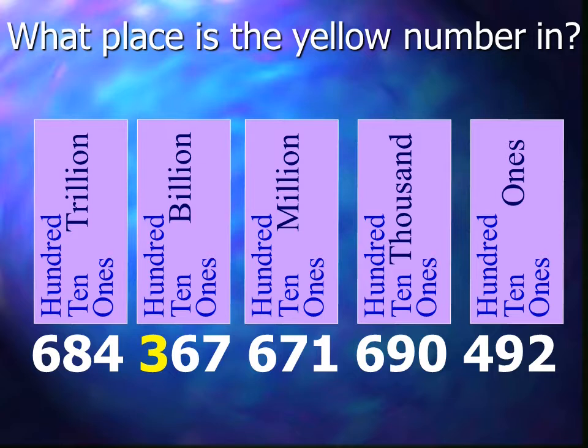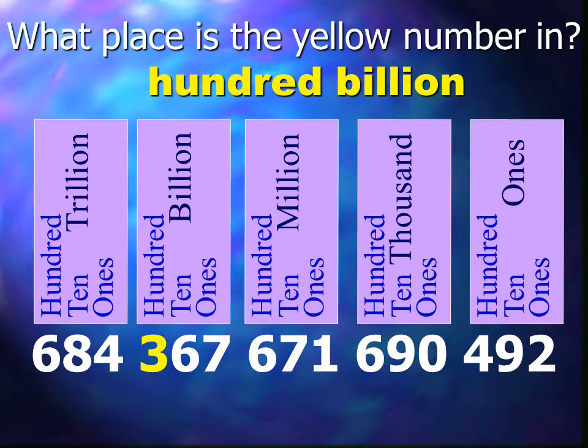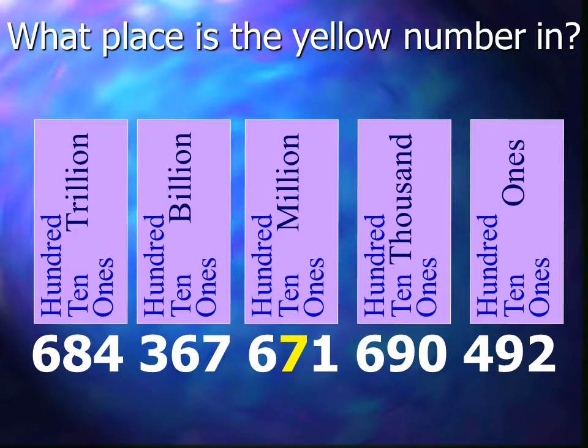What place is the yellow number in? Here we look for the yellow number, the digit 3, and we see that it is in the 300 billion place. That's how much it's worth. So in fact, it is in the 100 billion. Now you try. What place is the yellow number in? 10 million.